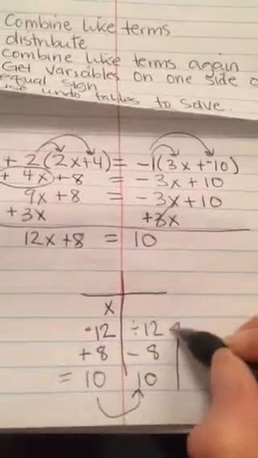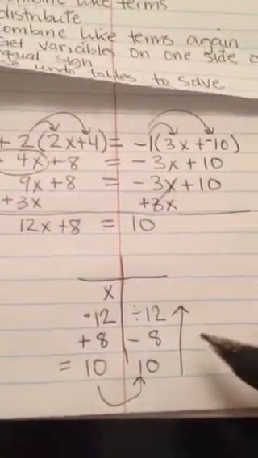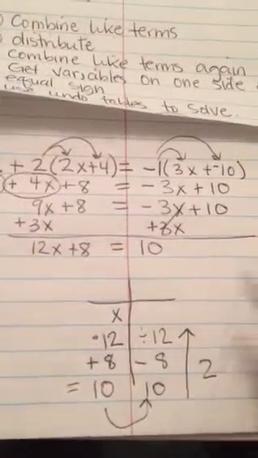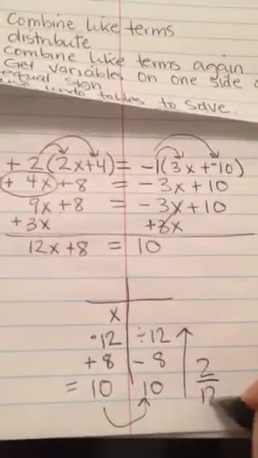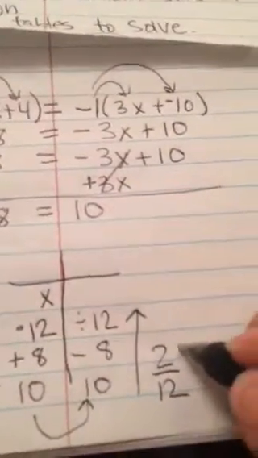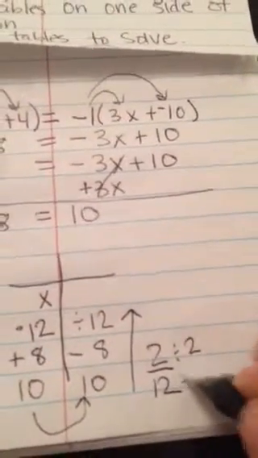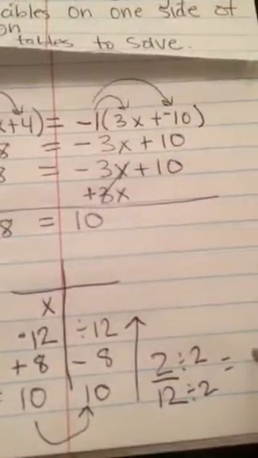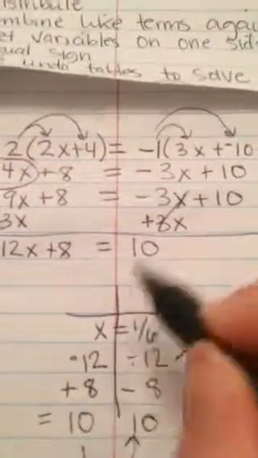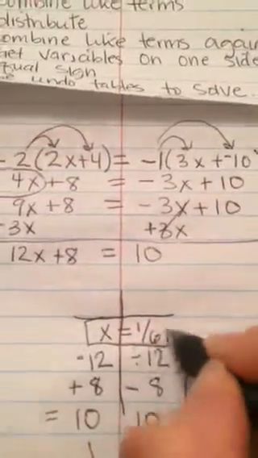And now we perform the actions from the bottom up. 10 minus 8 is 2. 2 divided by 12 gives us the fraction 2/12, and that can be simplified. Common factor is 2, so 2 divided by 2 is 1. 12 divided by 2 is 6. So x equals 1/6. And we are done.